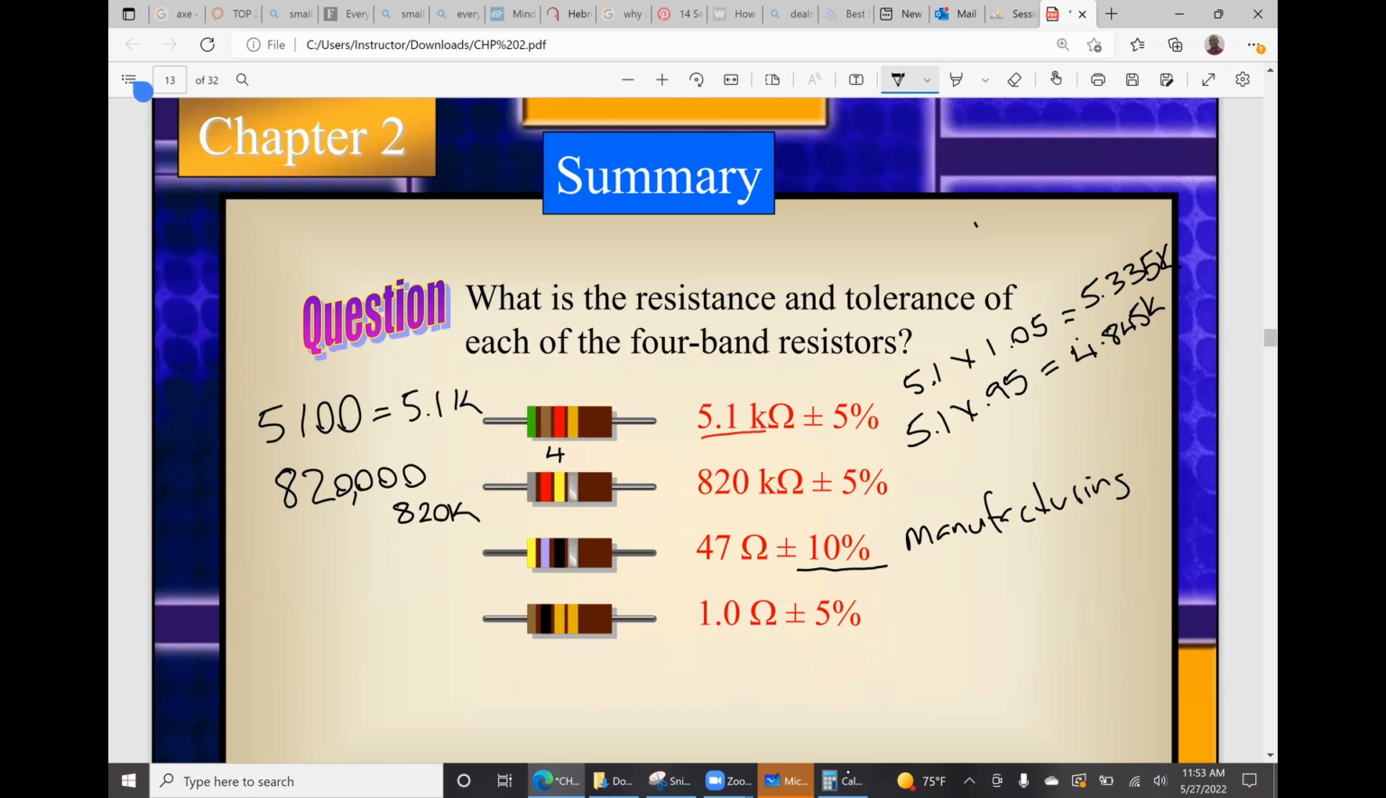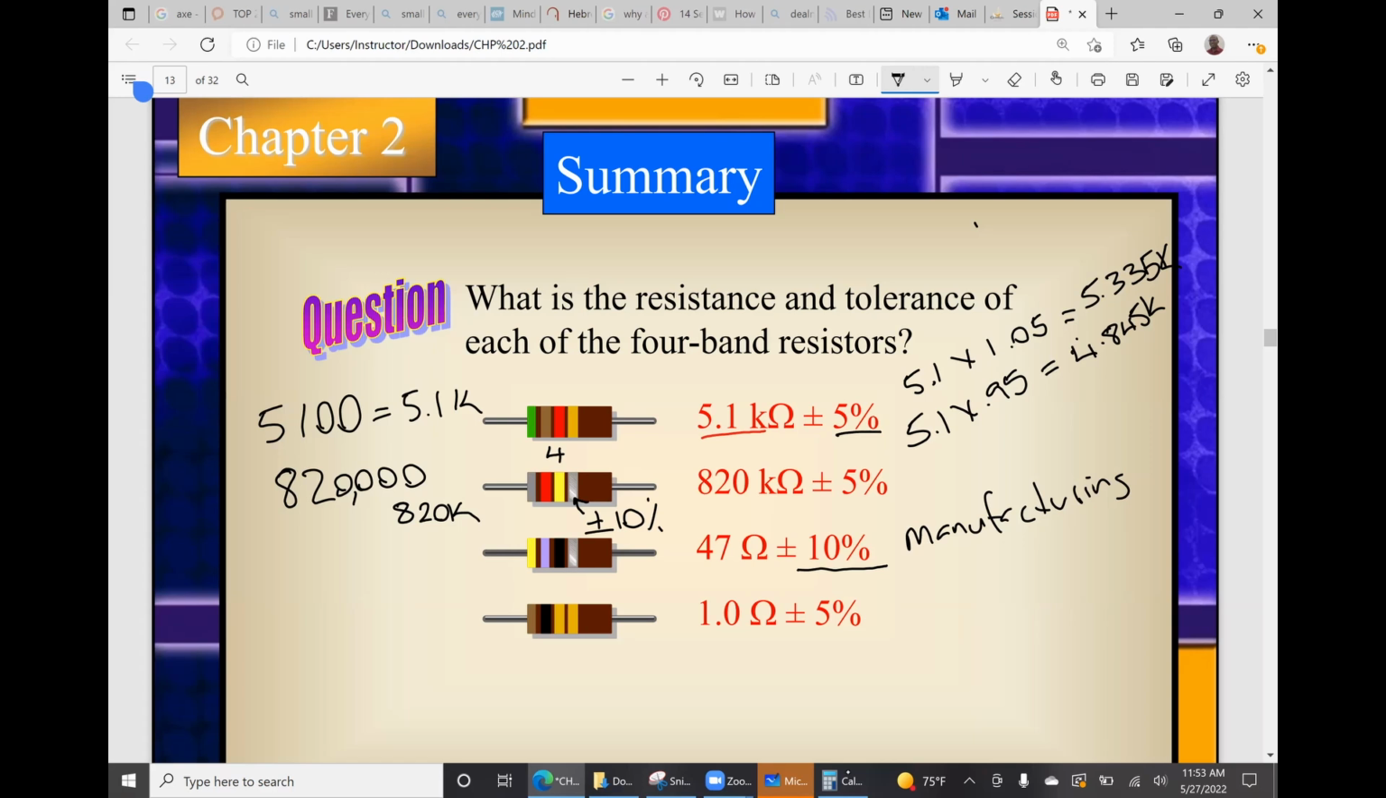Of course, here, if you look at the color right here, it is not gold, but it's silver. So it's going to be plus or minus 10%. Gold is 5%. Silver is going to be 10%.